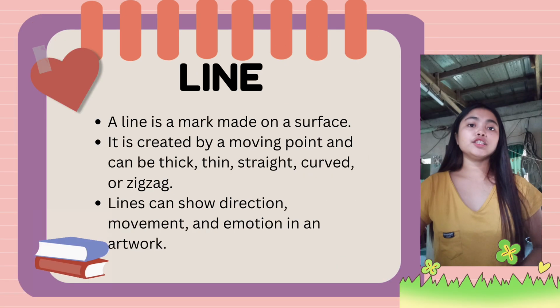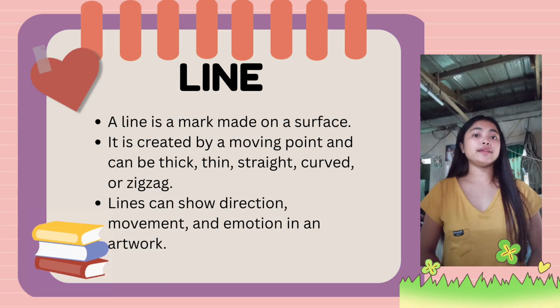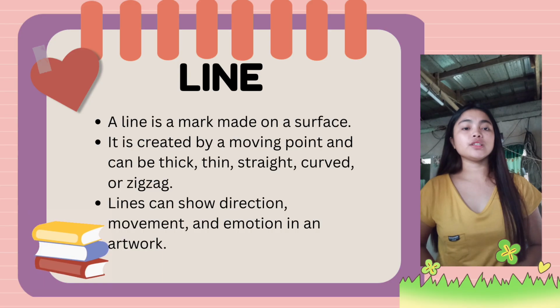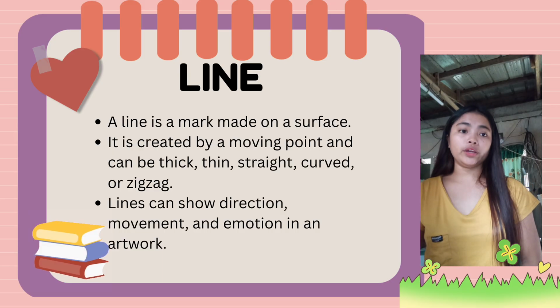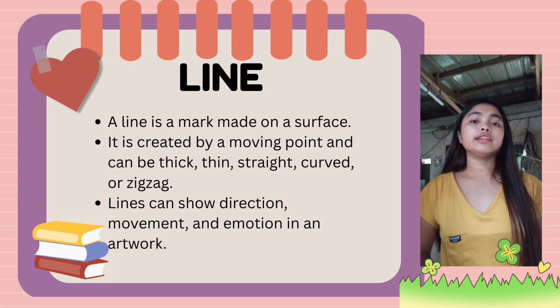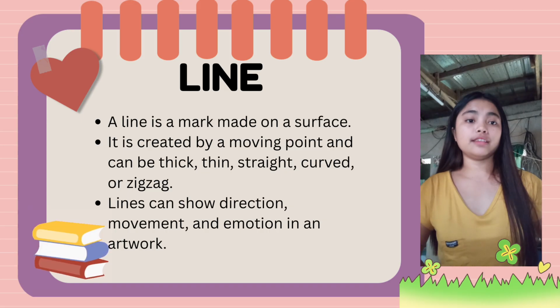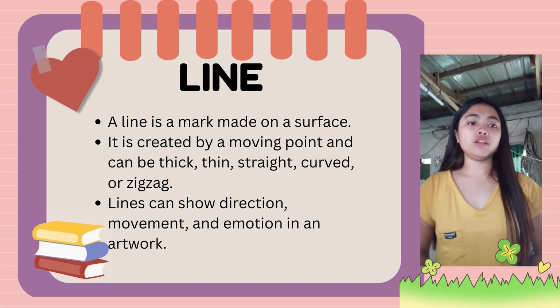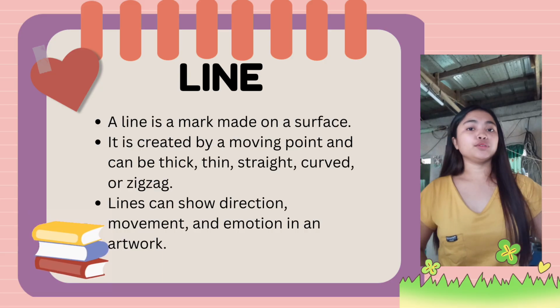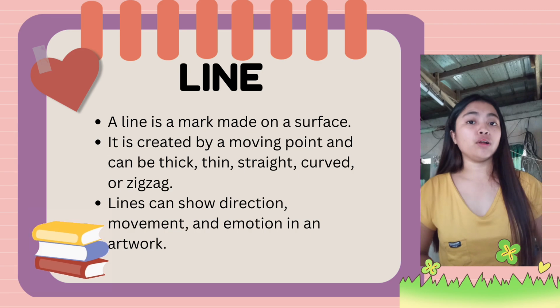So now, let's proceed to the first element of art, which is the line. So line is a mark made by a moving point, and it can be straight, curved, thick, thin, or zigzag. So line can help show movement, direction, and details in an artwork. So now, let's see the example of line.